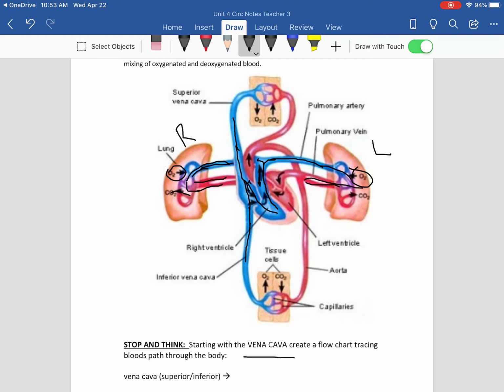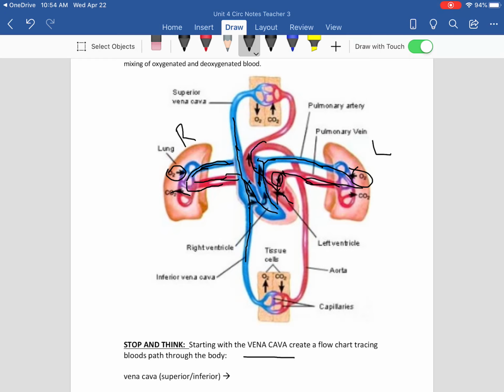Now notice how the pulmonary arteries only have one vessel going towards the lungs. When they're returning from the lungs, there are two separate vessels. So the pulmonary veins dump into the left atrium. Then it crosses the atrioventricular valve, which is the mitral valve, into the left ventricle. Then it's going to pump across the semilunar valve, the aortic valve, into the aorta.